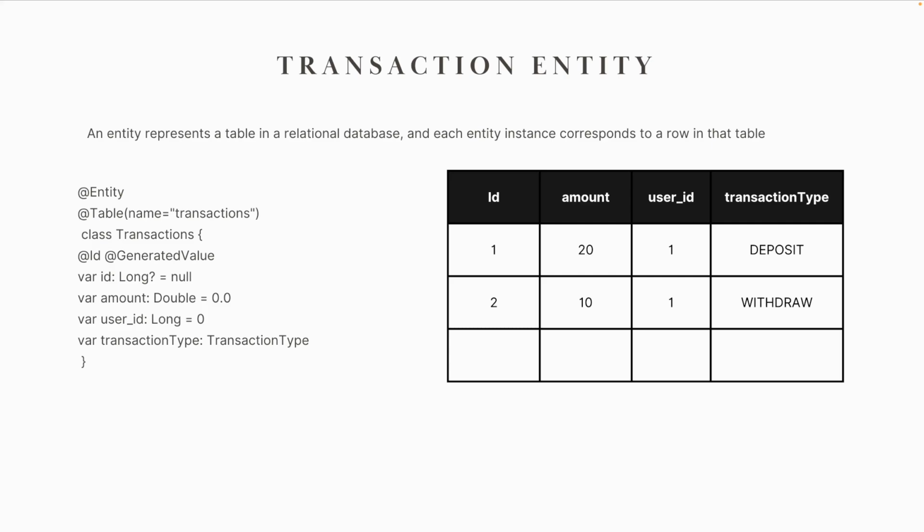And you can see a little example of it on the side, right? We have ID, we have the amount, and we have the user ID, right?